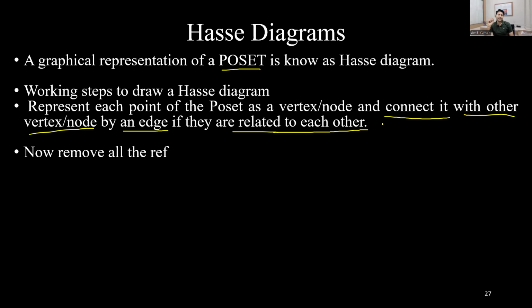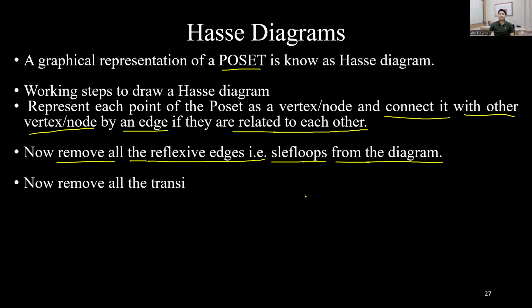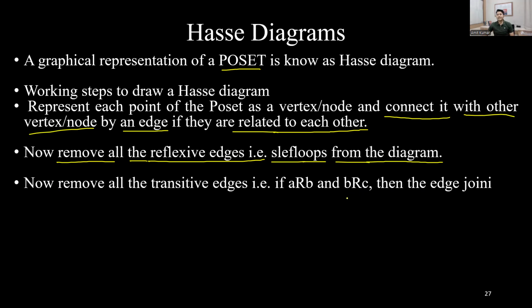As we know, a poset is a reflexive relation. So we will remove all the reflexive edges from the graph. That is, whatever self loops are there are supposed to be removed from the graph. Then, same thing for the transitive edges. Since the poset is transitive, we'll remove all the transitive edges.